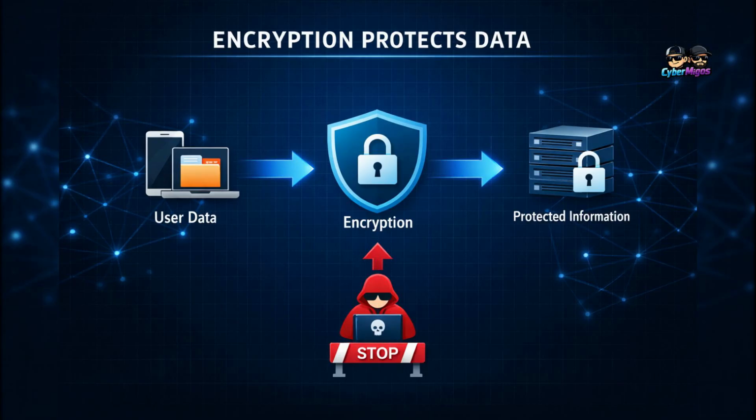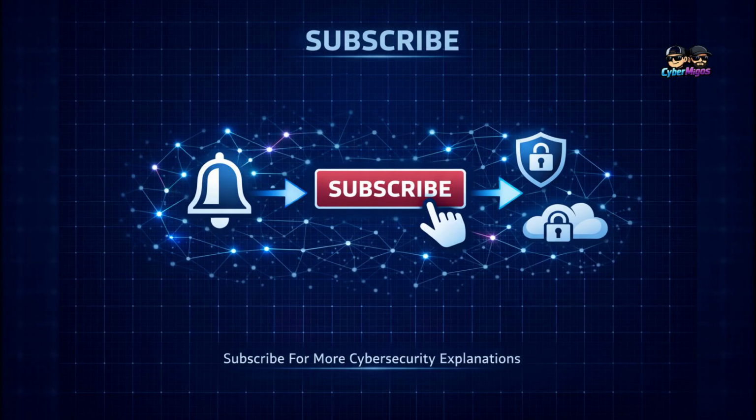Encryption protects data. Encryption protects data from attackers, even if they intercept it. Without the correct key, the encrypted information is unreadable. This is why encryption is one of the most important defenses in cybersecurity. Encryption is one of the most powerful technologies protecting information on the internet.